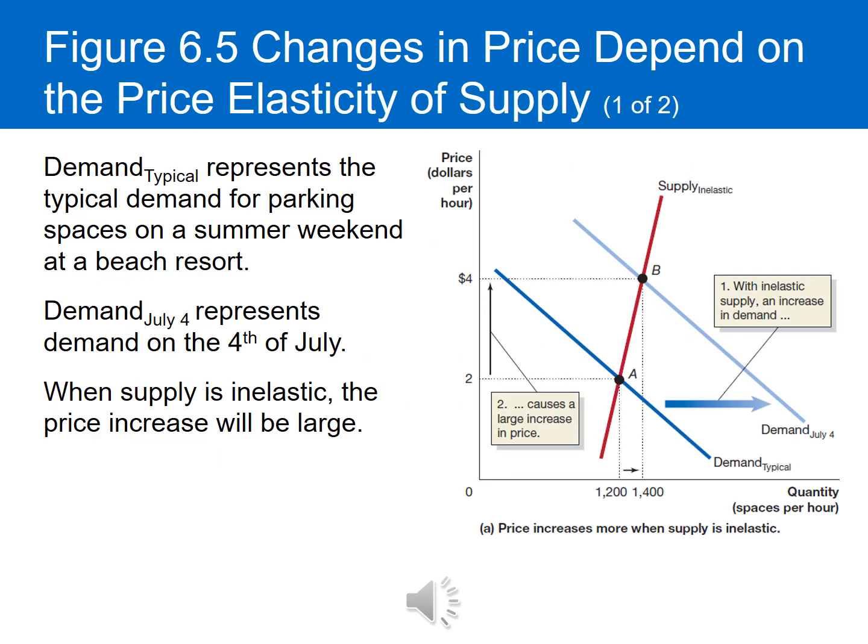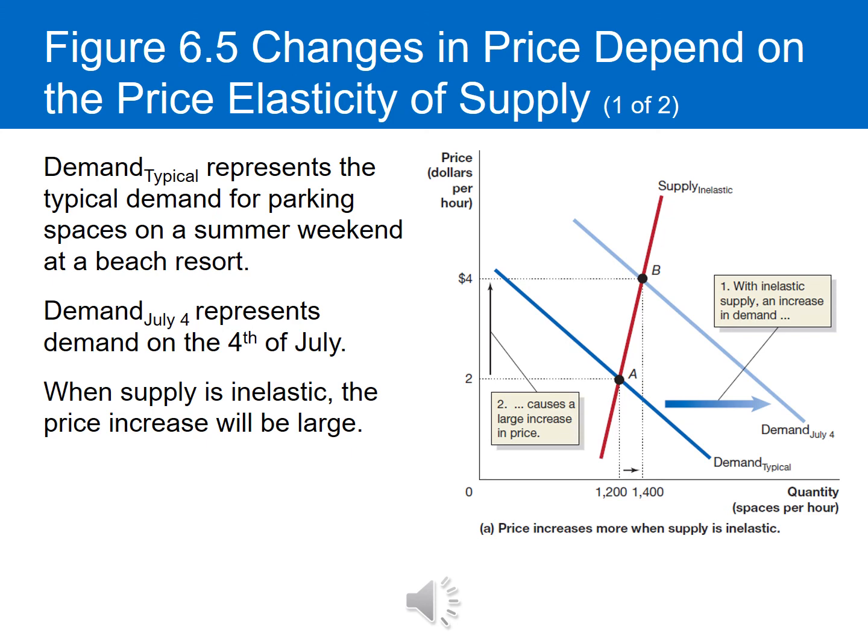Now let's look at what happens in a market when there's an inelastic supply and there's a shift in the demand curve. So in this figure on the right, the demand typical represents a typical demand for parking spaces on a summer weekend at a beach resort. The demand curve to the left, demand July 4th, represents the demand on the 4th of July. So obviously the supply of parking spots at a beach resort is going to be fairly inelastic. It's going to be difficult for them to add a lot of parking spots in a short amount of time, so it won't be very responsive to a change in demand.